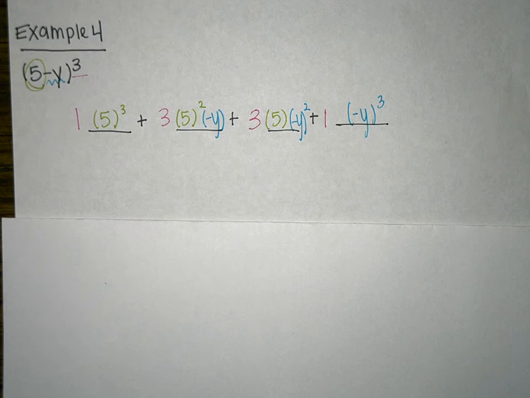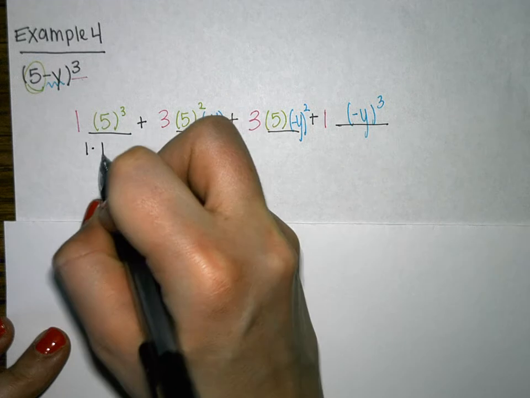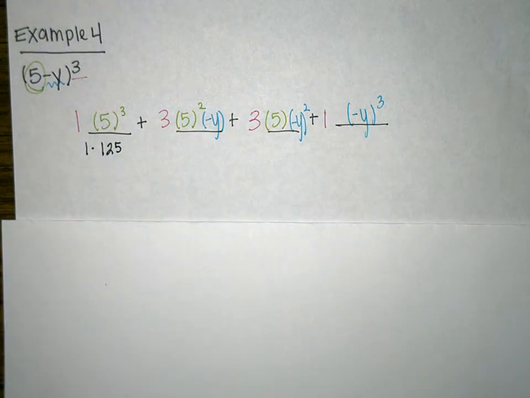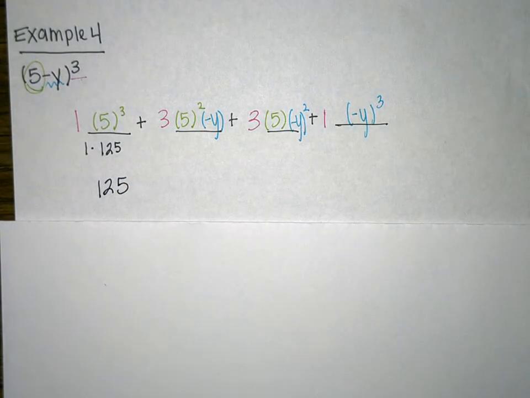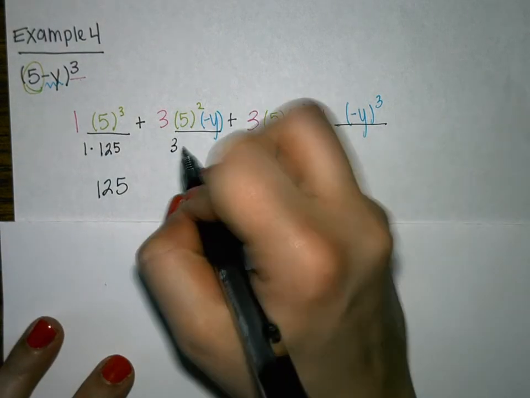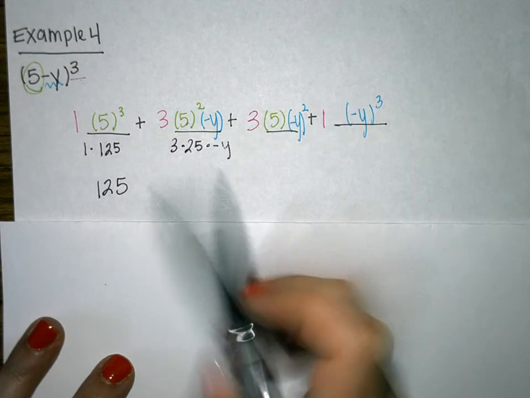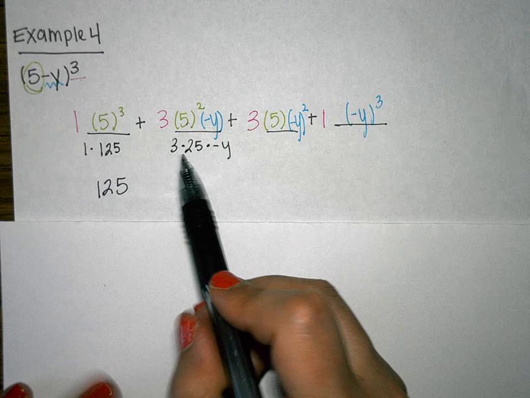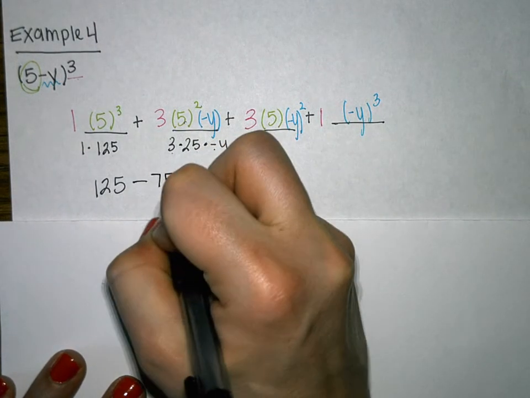So when we start simplifying all of this, my first term is 1 times 5 to the third is 125. So that's going to end up being 125. I'm not going to put plus or minus yet because I had a negative term. This one is going to be 3 times 5 squared is 25, and then times negative y. So this is going to be negative times 3 times 25. So that's going to end up being a minus 75y.